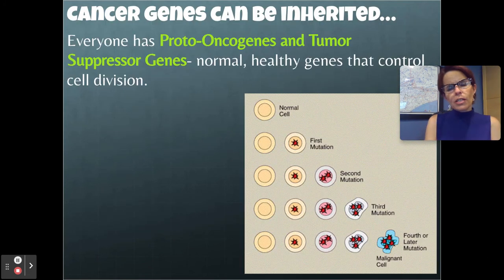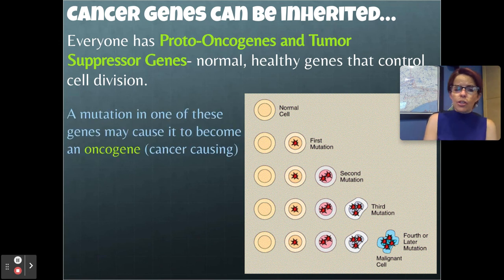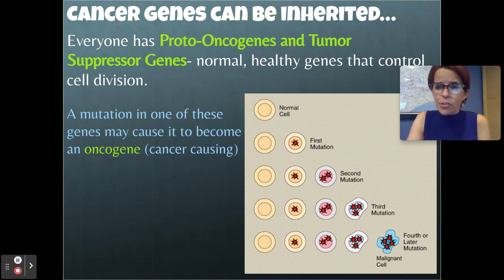All right, so I mentioned this earlier. Cancer genes can be inherited. Everybody has genes that have some fancy names. They're called proto-oncogenes and tumor suppressor genes. These are good, normal, healthy genes. They're the stop signals in the cell cycle that control cell division. A mutation in one of these genes may cause it to become what we now call an oncogene. Onco means cancer. An oncologist is a cancer doctor.